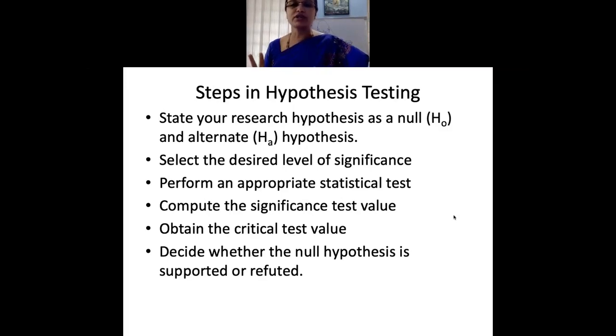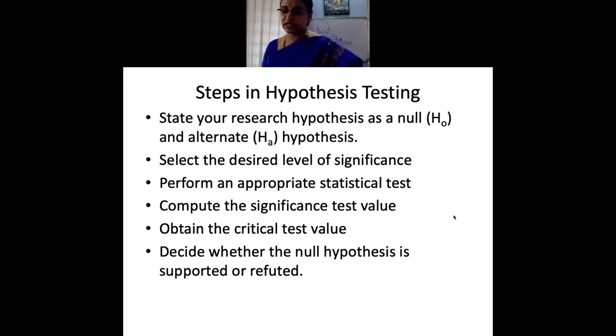The second important thing you need to know is selecting the desired level of significance, which I told you just now. That is, you have to find out what level of significance you're going to take, whether 5%, 10% or 1%. This is the second step. So first, frame your null hypothesis and your alternate hypothesis. Second, determine the level of significance.